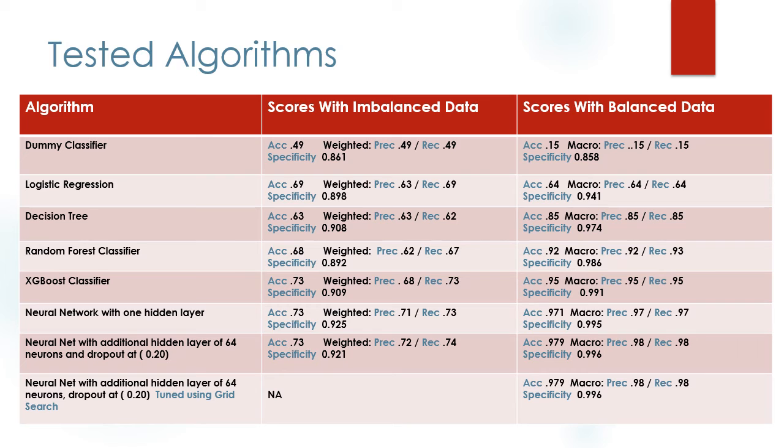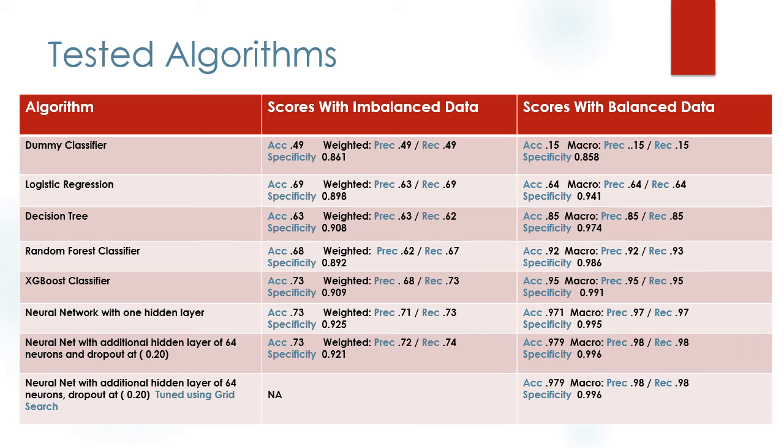Next in line, I chose a random forest classifier, an ensemble of decision trees, and again we see poor results on imbalanced data, but big improvements on the balanced data set with 92% accuracy and precision, 93% recall, and 0.986 specificity. XGBoost, a gradient boosted ensemble of trees and one of the most powerful algorithms, followed, giving 95% accuracy, precision, and recall, and 0.991 specificity on the balanced data set.